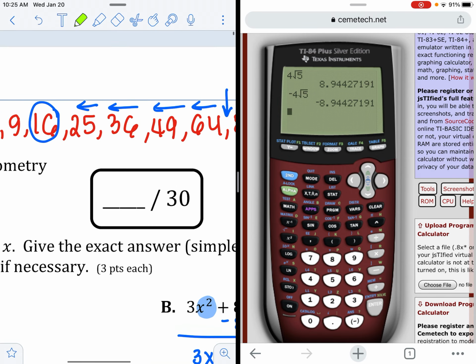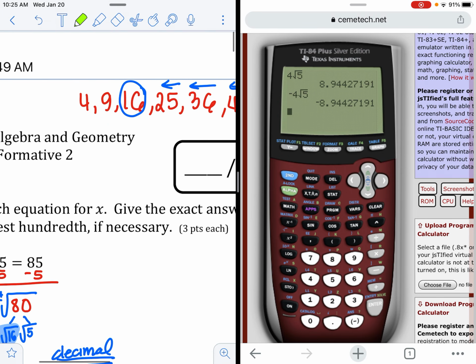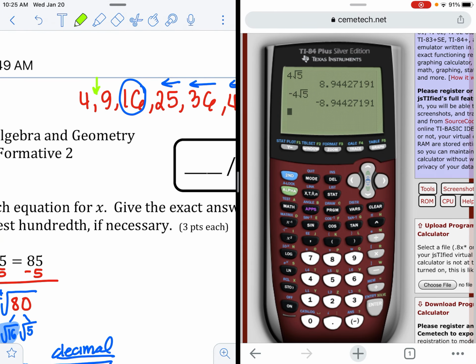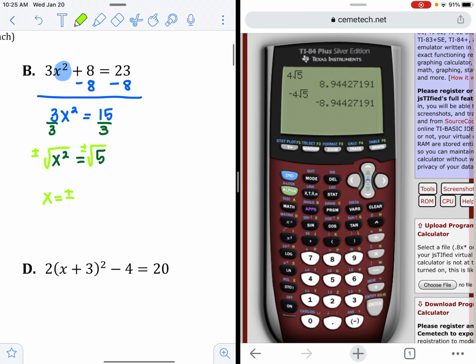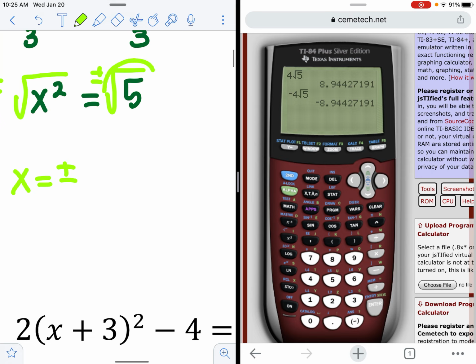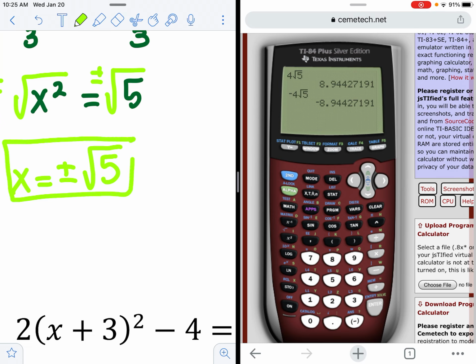So I come up to my list and I say, okay, where does 5 fall? 5 falls right here. So now I need to check to the left. Does 4 go into 5? No. So what does that mean? That means root 5 is not simplifiable. So it's just plus or minus root 5. Just like if I couldn't simplify root 80, it'd be plus or minus root 80, but I could simplify that. So this is in simplest radical form. Okay, it's simplified as much as it can be.